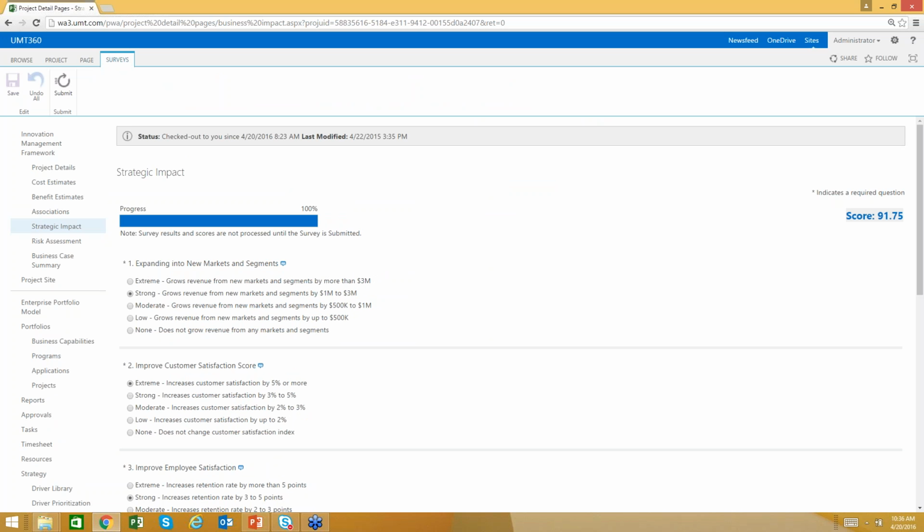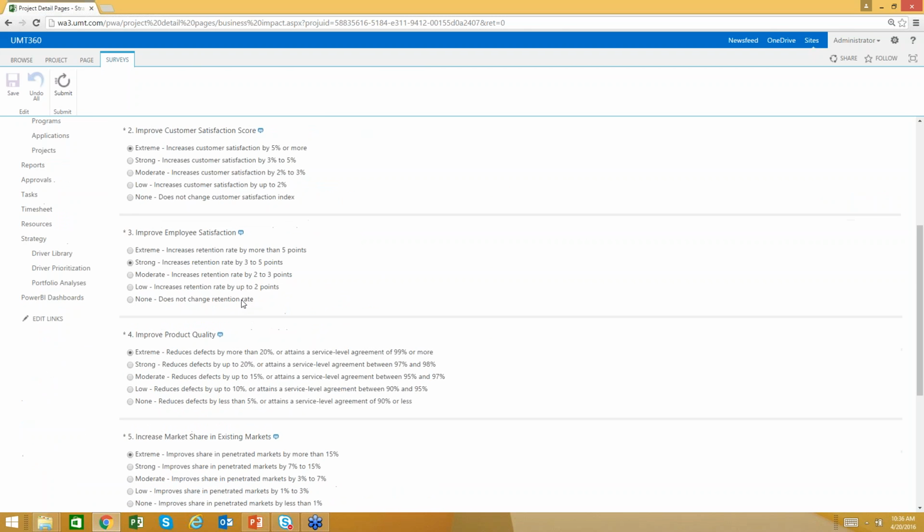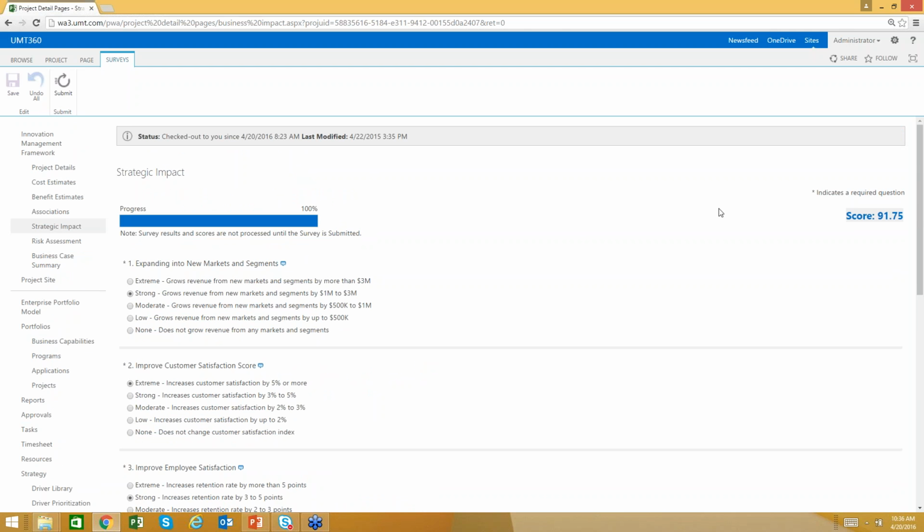So here are the business drivers that we just defined and prioritized: expanded new marketing segments, improved customer satisfaction, and... notice the impact statements being utilized. What's considered an extreme versus strong versus moderate versus low impact. Of course, a project can impact one or more business drivers, and here we're deriving an overall strategic value score, an absolute score that denotes the strategic value of the project that we can use to be prioritized.